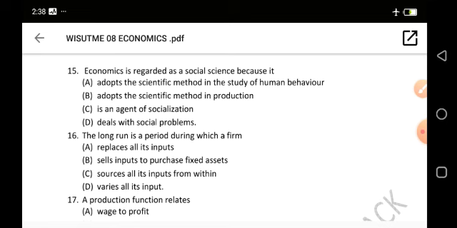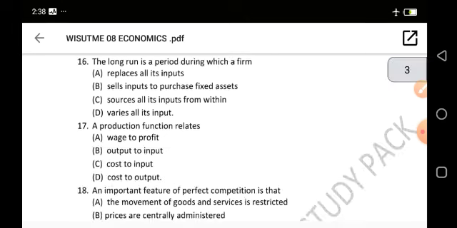So the answer to that question is D, varies. All factors of production vary in the long run. So 16 is D. That will take us to 17. A production function.